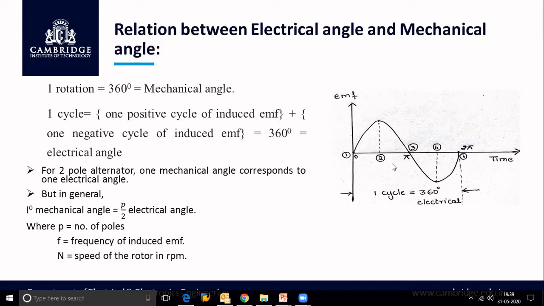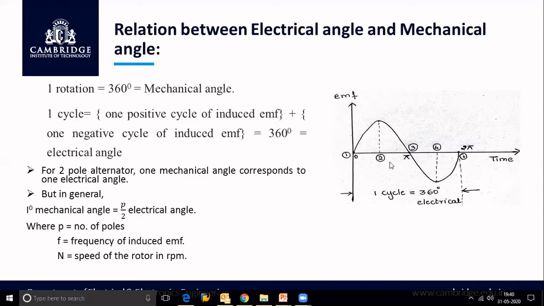But in general, the relation between the mechanical angle and electrical angle is: one mechanical angle is equal to P by 2 electrical angle, where P is the number of poles, F is the frequency of induced EMF, and N is the speed of the rotor. For example, for a four-pole alternator, one mechanical angle, that is 360 degrees, is equal to two electrical angles.